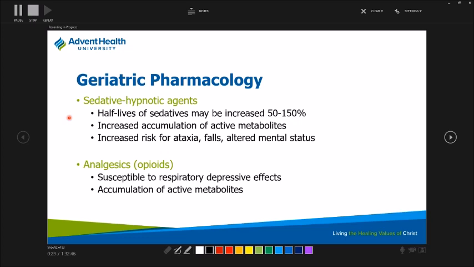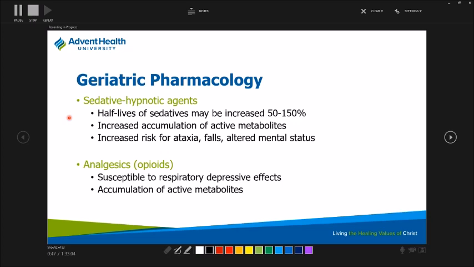Just know that a lot of times you're going to find that the half-lives of these drugs can be extended because they're not metabolizing as well through the liver, or for instance, they may have active metabolites, and they're not able to clear those through the kidneys very well. Good example of that is diazepam, which is a benzodiazepine. It has a very long half-life in a geriatric patient versus someone who's a little bit younger.